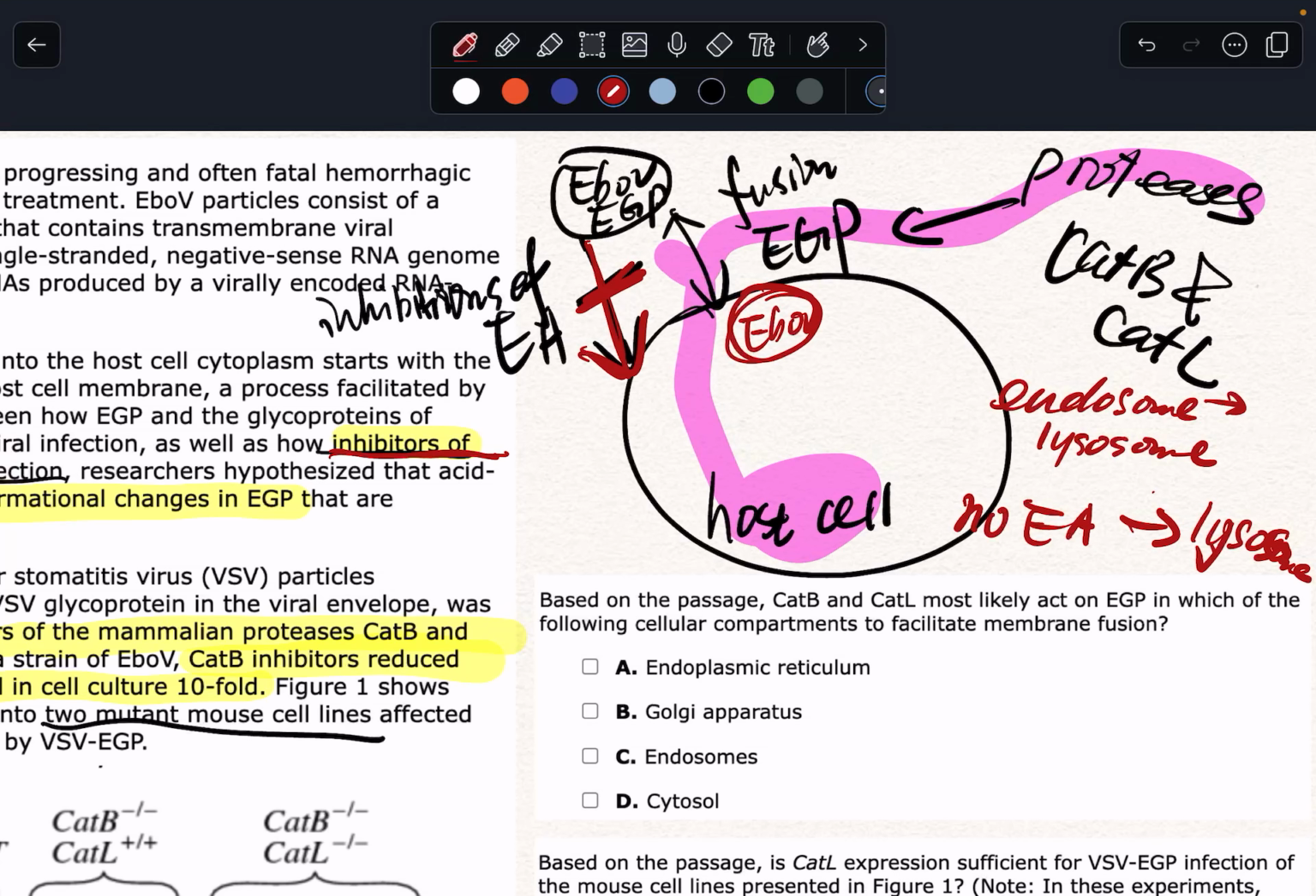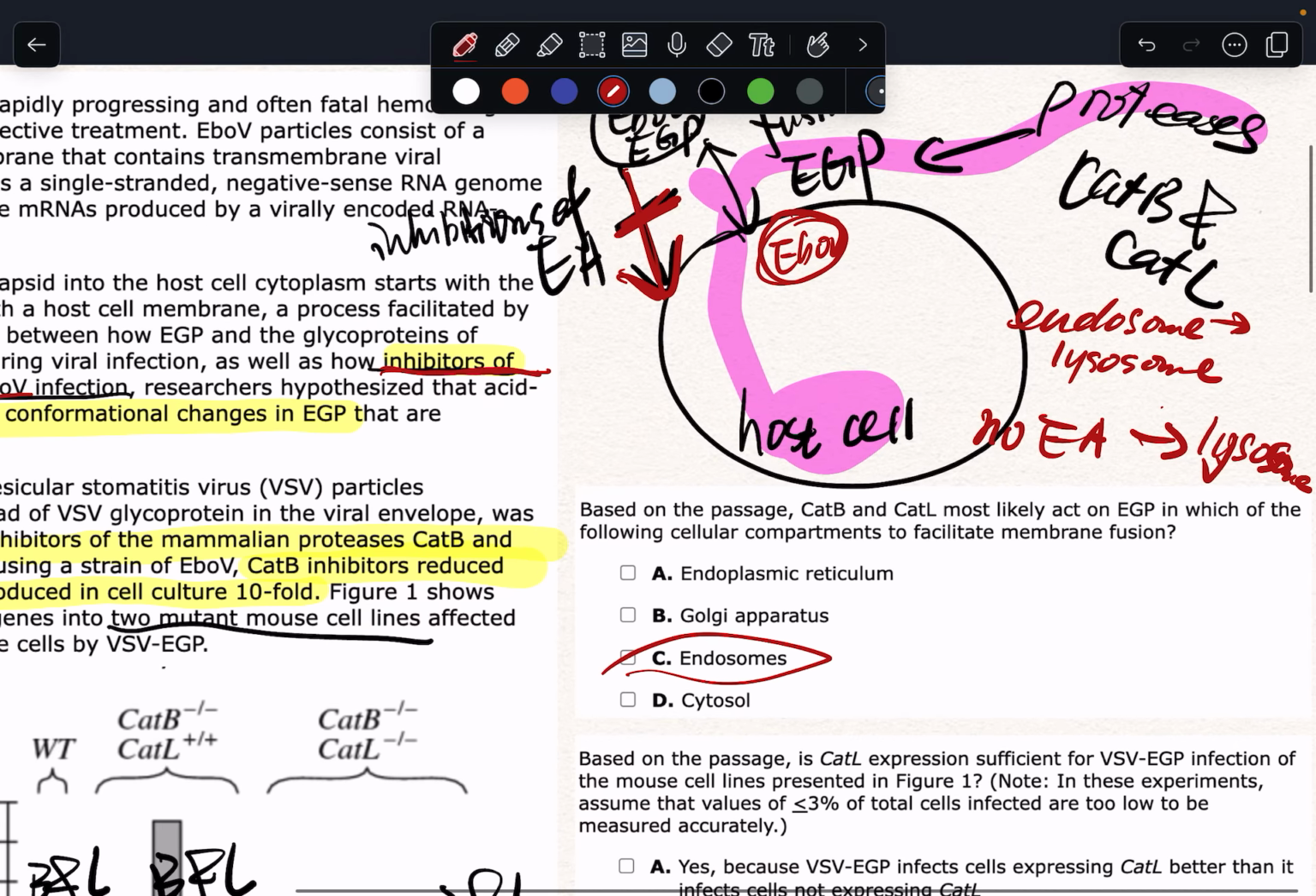Okay, so the proteases and EGP want infection to happen, right? They're facilitating fusion and then infection. So in which cellular compartment do you think cat B and cat L most likely act on EGP so that this fusion, this infection, can happen? Of course, it's the endosome, okay? Because with the endosome, if there's no endosomal acidification, then you can have infection, and we want fusion and infection to happen, right? Because that's the job of cat B, cat L, and EGP. So we're going to choose C. Okay, all right, I hope that's clear. Now let's move on to the next question.